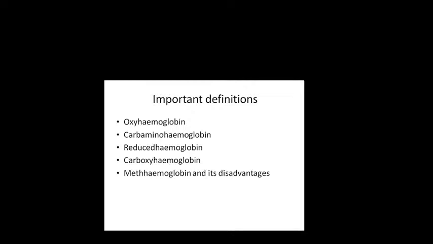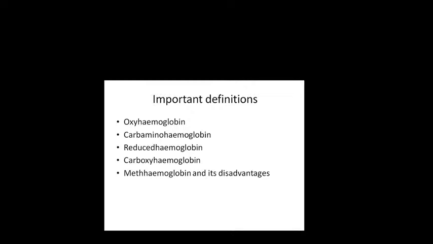And what is reduced hemoglobin? Reduced hemoglobin or deoxygenated hemoglobin are one and the same. When the hemoglobin molecule does not have any oxygen in it, it is called reduced or deoxygenated hemoglobin. It is represented by just the plain Hb, because there is no oxygen molecule. And what is carboxyhemoglobin? When hemoglobin combines with carbon monoxide, it is called carboxyhemoglobin. Hemoglobin has 250 times more affinity to carbon monoxide than oxygen. It is represented as HbCO.